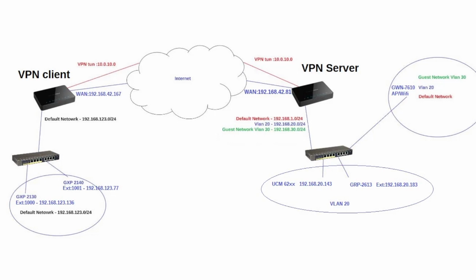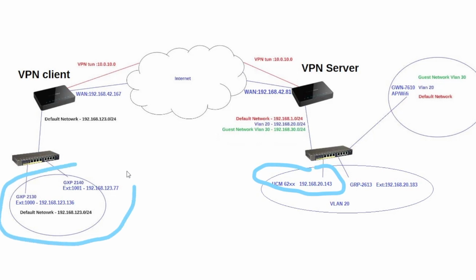Then over to the left, we have the more simplistic setup with our VPN client, which only has a default network, no VLANs. It's just hook it up, get everything leased out with DHCP, and configure the phones with these SIP settings. At this moment, nothing is connected over SIP, but our main goal here is to make sure that this UCM can actually communicate with the local phones on the remote network.